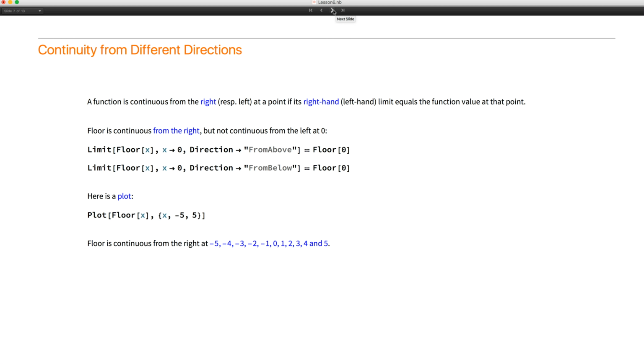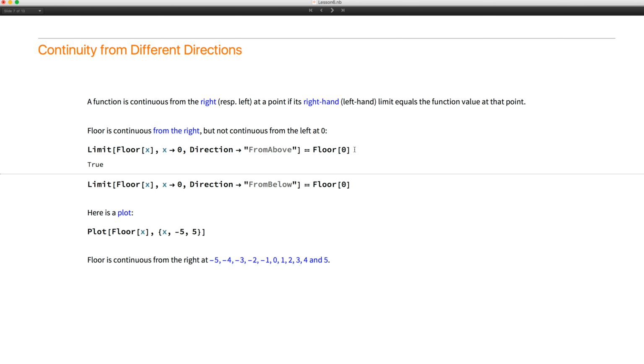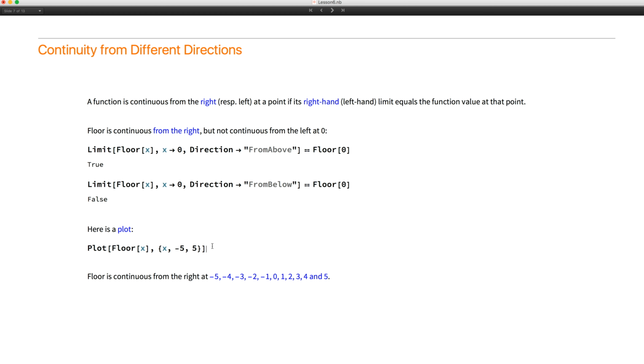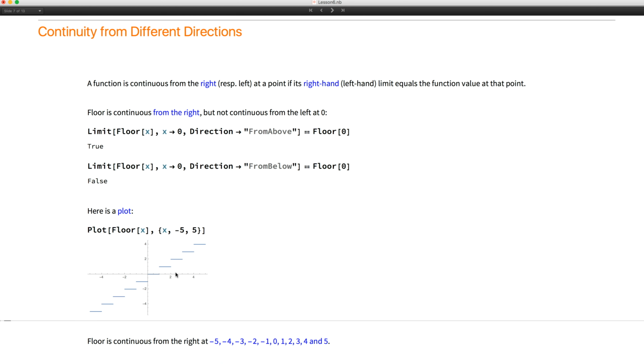Okay, so although the floor function is discontinuous, it does have one nice property, namely that if you approach it from the right, then things are okay, but they're not from the left. So let's see that for the floor function. If you try and find the limit from the right, from above, for the floor function at 0, then it's okay. You get back true. But if you try and find it from the left, then it is not okay. So the plot clearly says that you have issues at all the integers, but in fact you have a function, the floor function, which is continuous from the right at every integer, but not from the left.